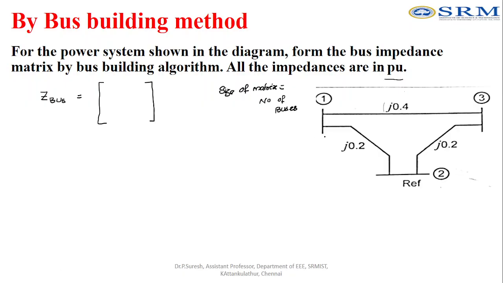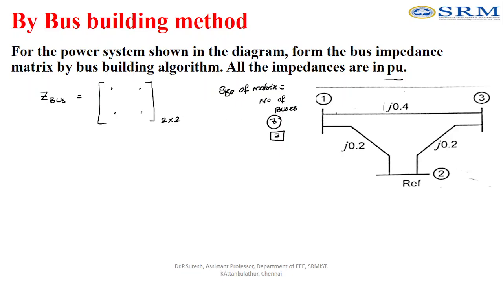Here we can see there are 3 buses: bus number 1, bus number 2, bus number 3. But among the 3 buses, we are going to consider one of the buses as the reference bus. Here bus number 2 is considered as the reference bus. Then we have to omit that bus, so leaving that bus, we have 2 buses. If we construct a bus impedance matrix, the size of the matrix will be 2 by 2. So it will have 4 elements, 1, 2, 3 and 4. This is the size of the matrix, right?